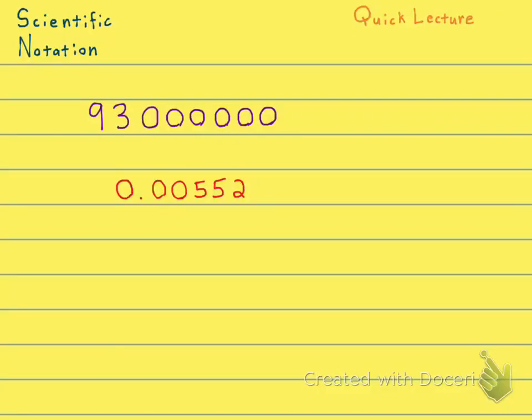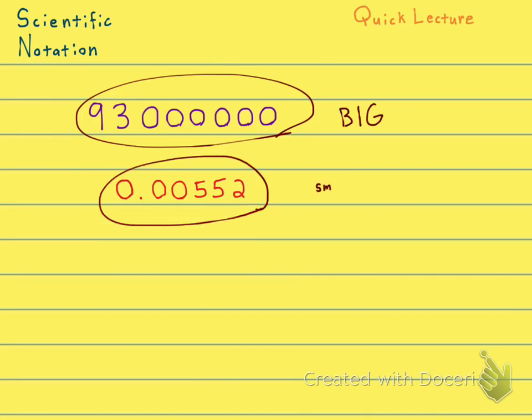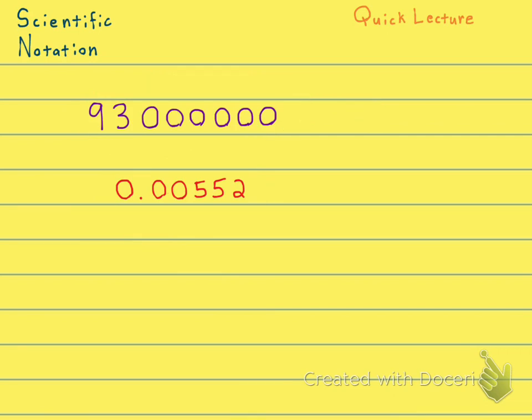Scientific notation is where we're going to write a number, but we're not going to use as many places. So if you have a really big number, like this on the top, 93 million, or a really small number, like this one on the bottom, we're going to rewrite those. And the idea is that we want to get our decimal from where it is to the place where there's only one non-zero digit to the left of it.